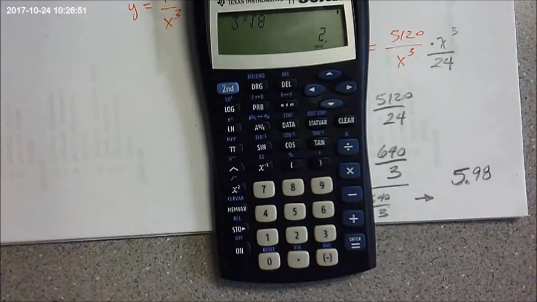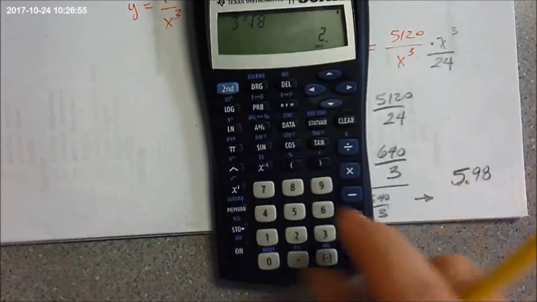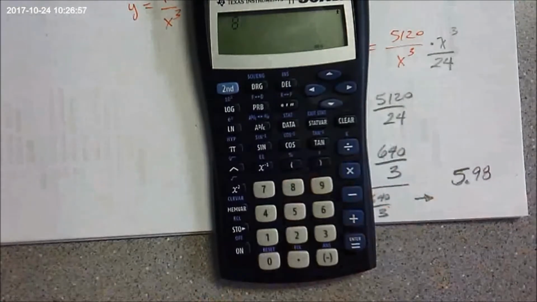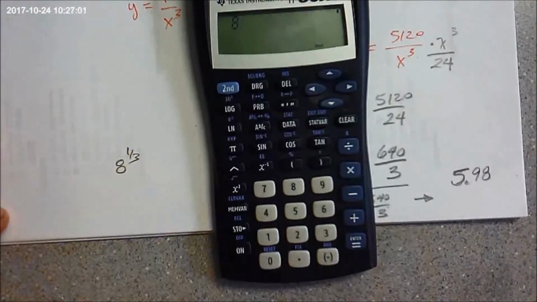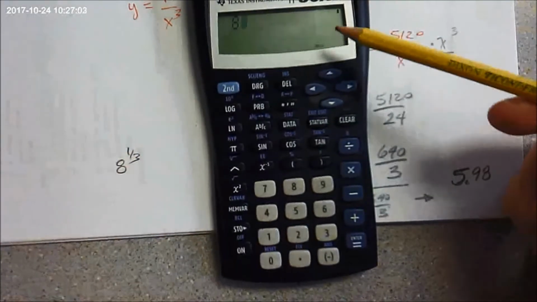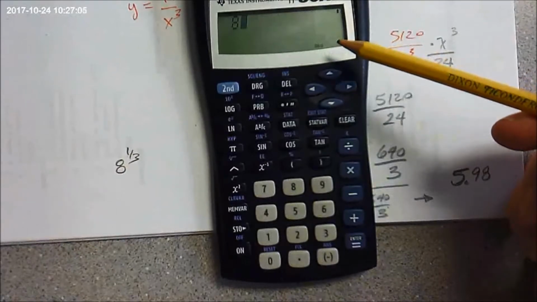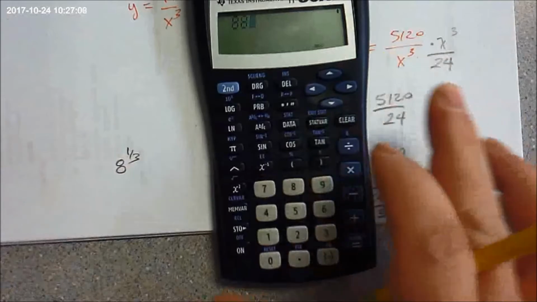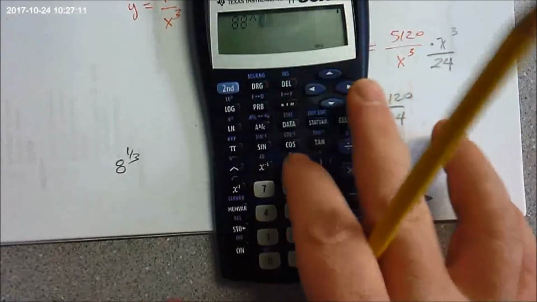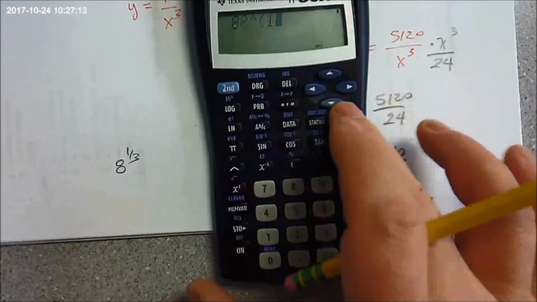Now there was another way. Rag said we could do 8 to the 1/3 power, right? So here's what he's saying. He said we could do 1/3 power. How do I do 1/3 power on the calculator? You do the caret, then parentheses, 1 divided by 3. Correct. And you have to use the parentheses. So parentheses.